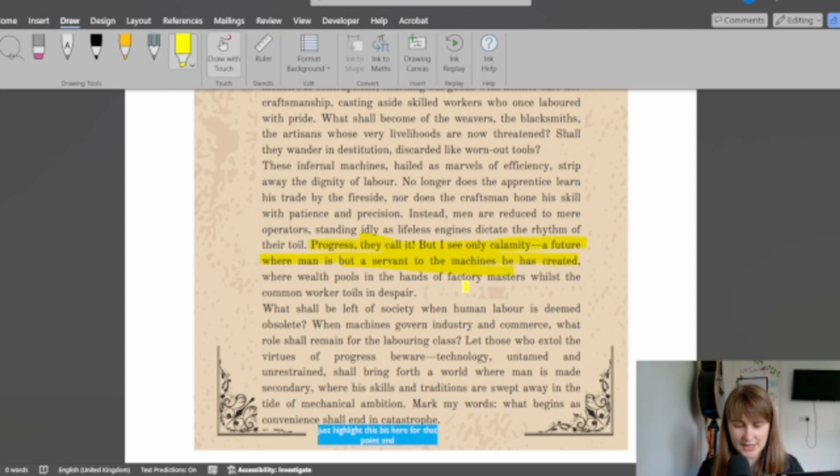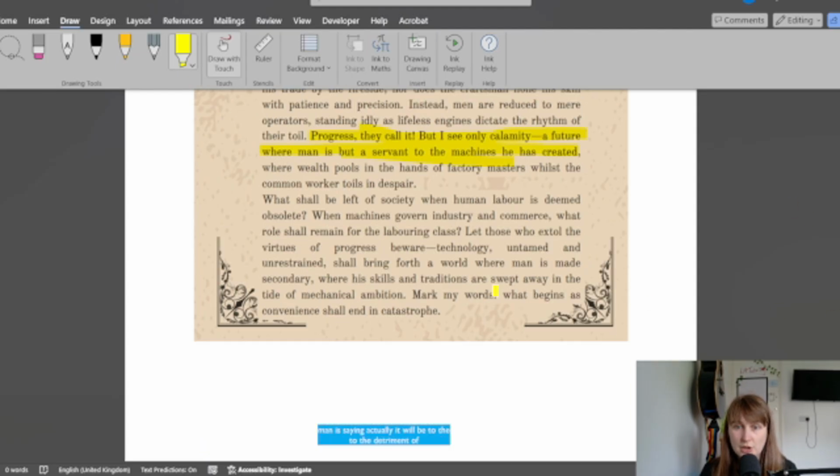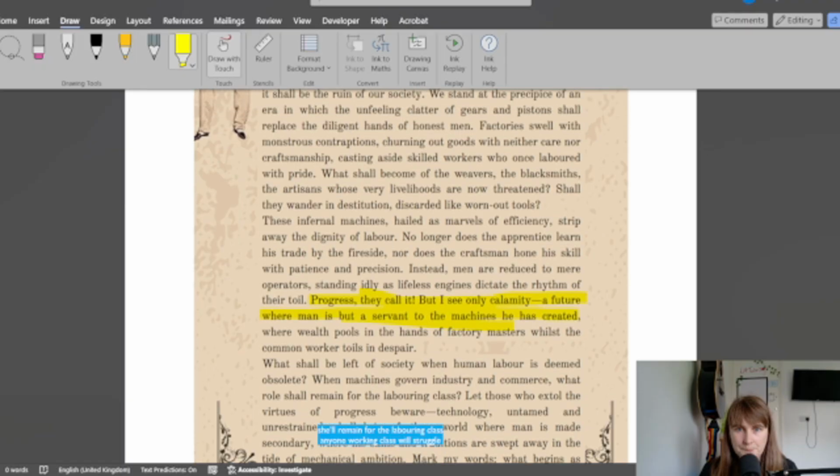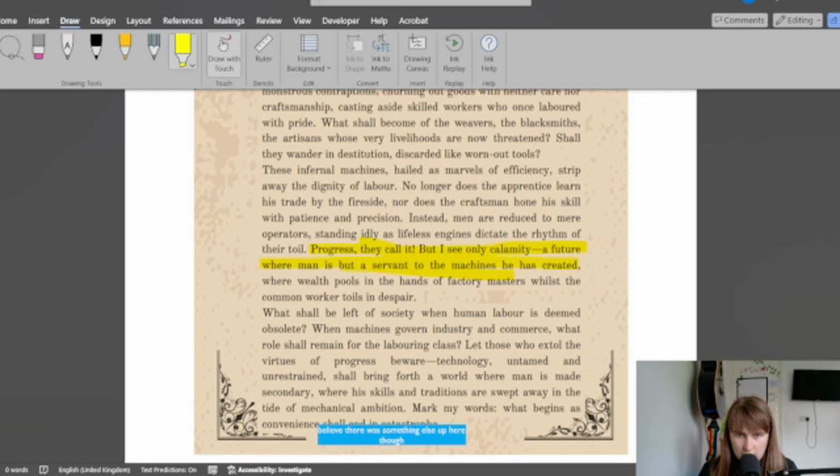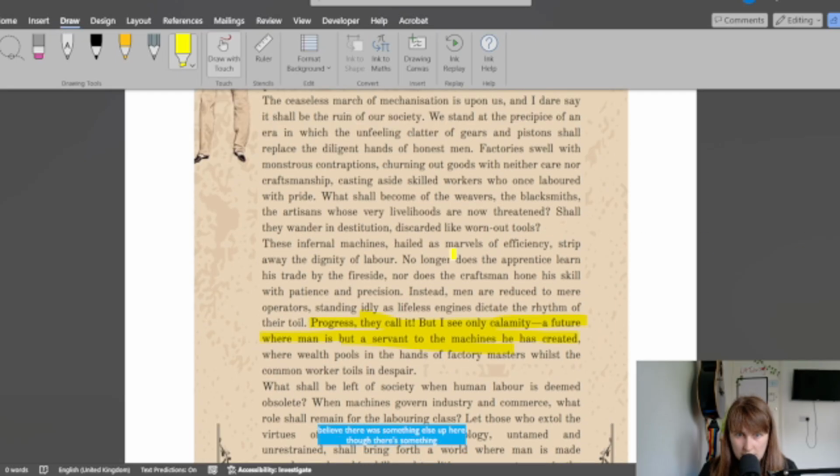And the second thing is that whereas the first source is saying that it's actually having a leveling effect and it's destroying prejudice or inequality, this man is saying that actually it will be to the detriment of people in the lower class. Like for example here, what role shall remain for the labouring class? So anyone working class will struggle. I believe there was something else up here though. There's something about right here. So wealth pools in the hands of factory masters while the common worker toils in despair. So that's right next to each other actually.